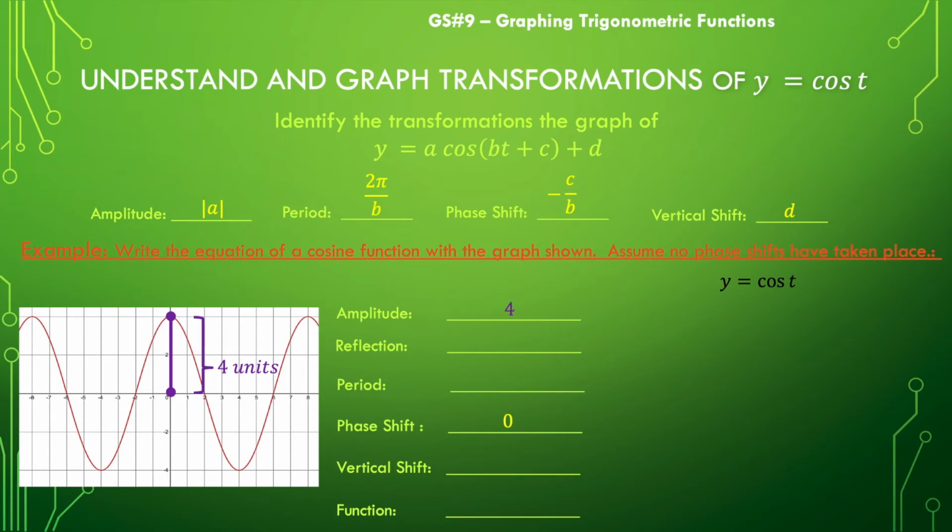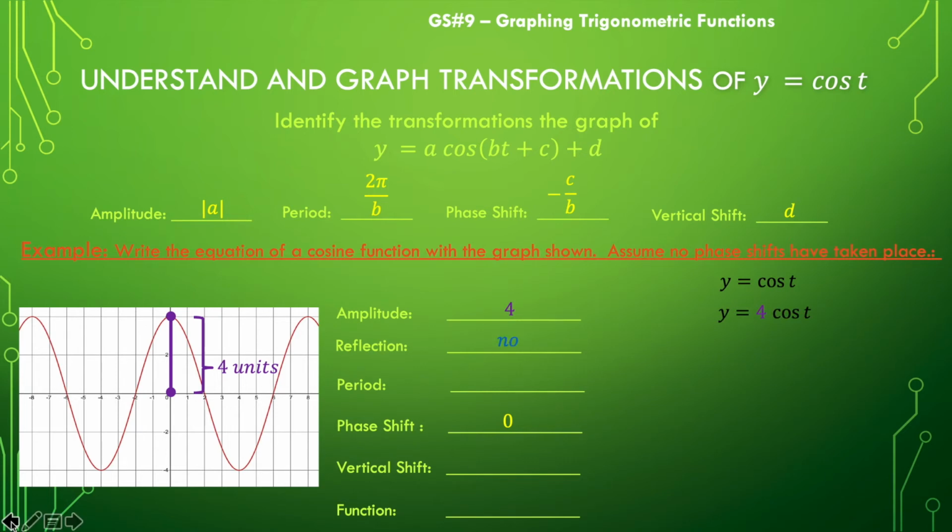We have no reflection in this case, because if we're looking directly to the right of the y-axis, our graph begins at the crest of a hill, a maximum, and it slides down into a valley and then back up to the crest of a hill. And that is what the parent function y equals cosine t does. So this is not reflected.